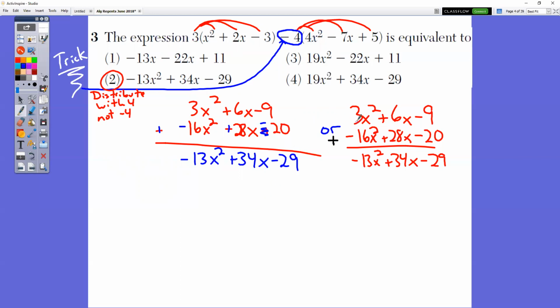So if you go and do that, I would do it distributing with the -4. I think that's easier because it makes it right into an adding question. So you line up the x squareds underneath the x squareds, the x's underneath the x's, the plain numbers with the plain numbers. Treat your minus signs as negative signs. So you end up with choice 2, which is -13x squared plus 34x minus 29.